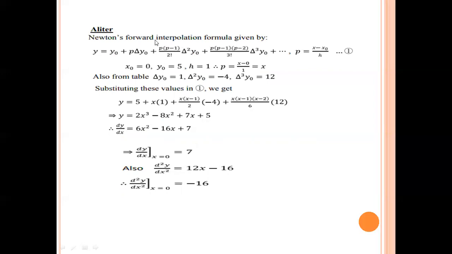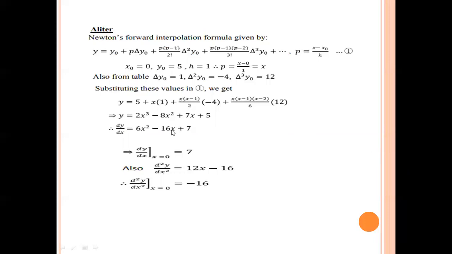Here, first we will write Newton's forward interpolation formula, and then we find the derivative of the polynomial y = f(x) = 2x^3 - 8x^2 + 7x + 5. From this we can find dy/dx: 2x^3 gives 6x^2, -8x^2 gives -16x, 7x becomes 7, and 5 becomes 0.